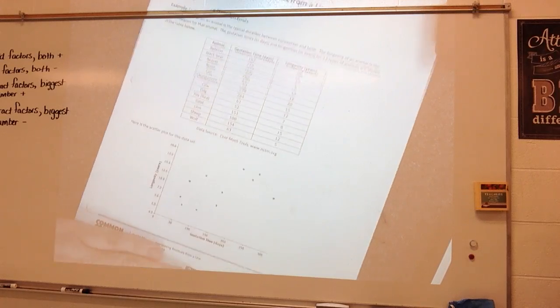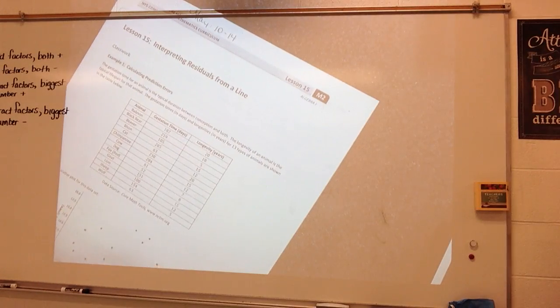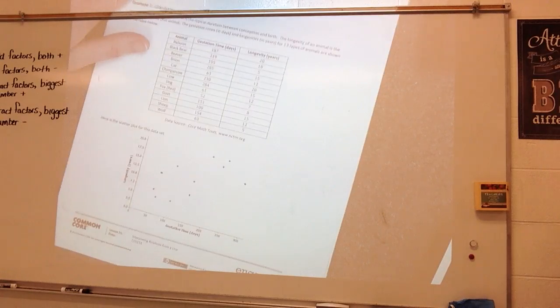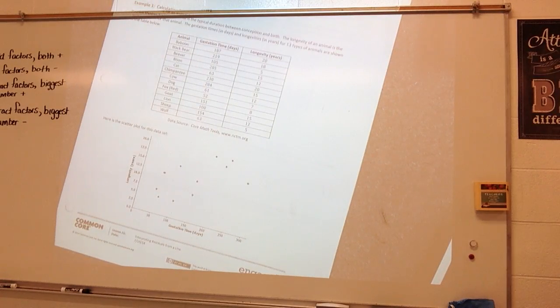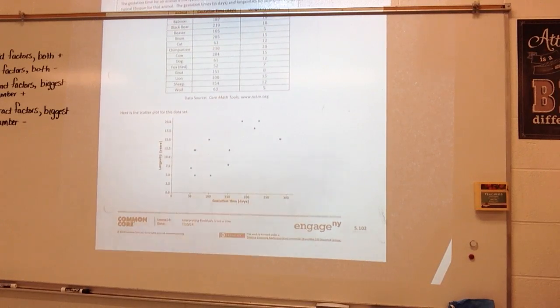Here is the scatter plot for this data. Make sure you look at this data pretty closely. We're going to look into doing our regression line. Let's think about this for a second. Looking at the scatter plot, how would I create my regression line?